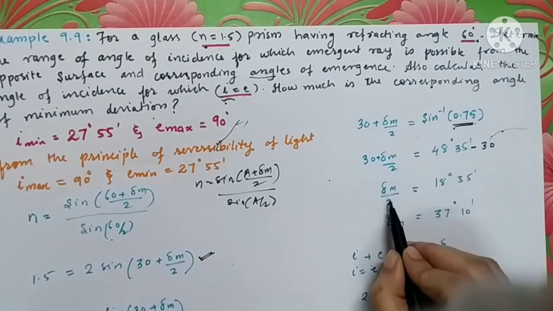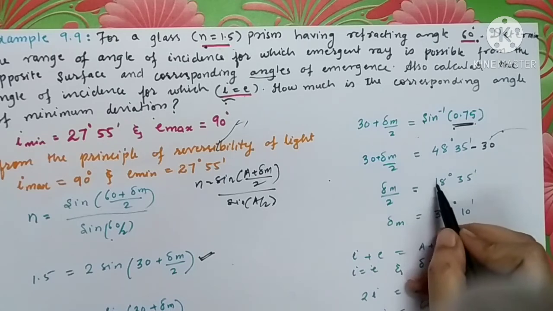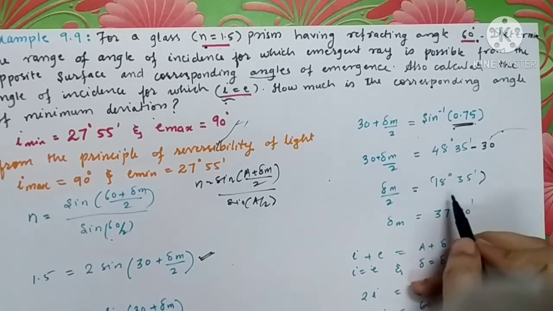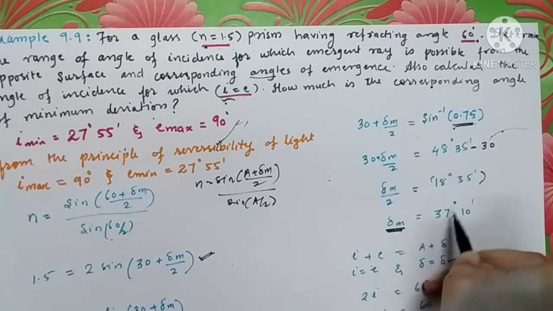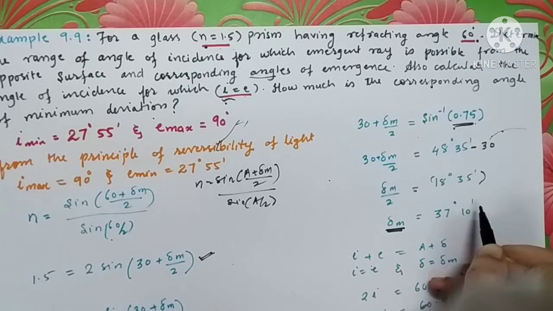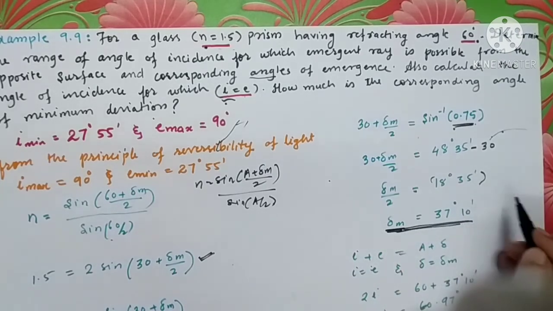Then this 2 is to be taken to the RHS. Multiply this angle with 2. You will get the value of the angle of minimum deviation, delta m, equal to 37 degree 10 minutes. This is the value of the minimum deviation angle.